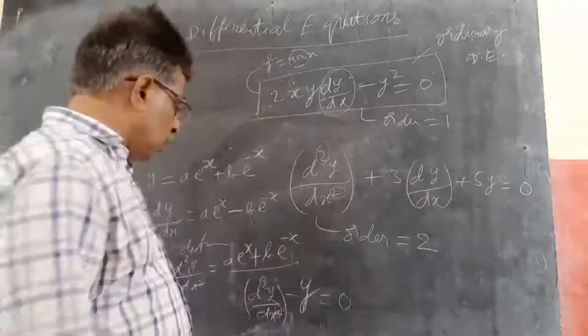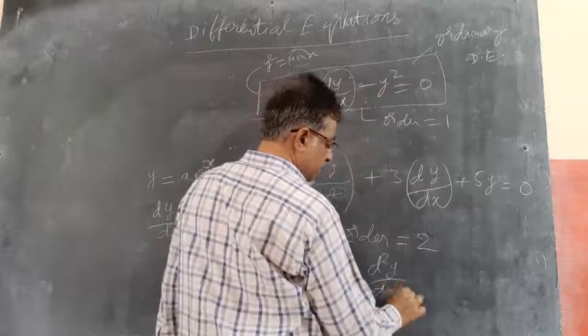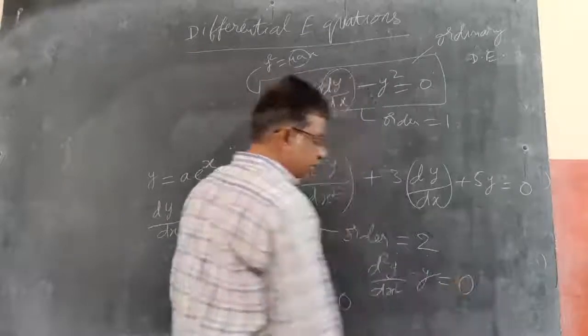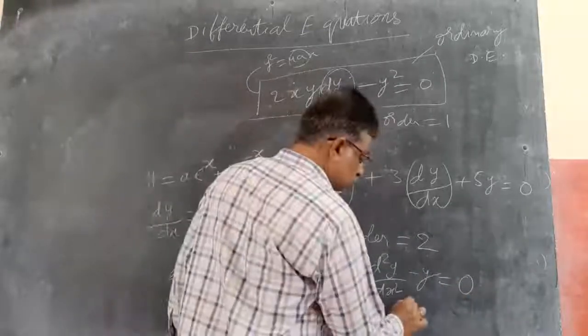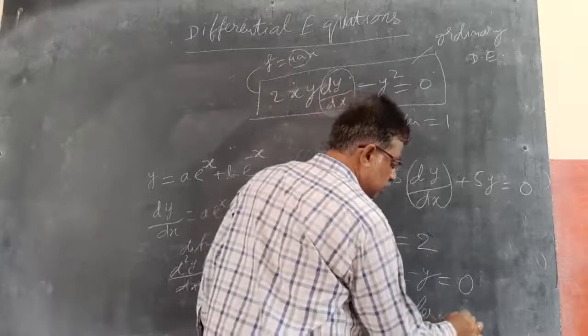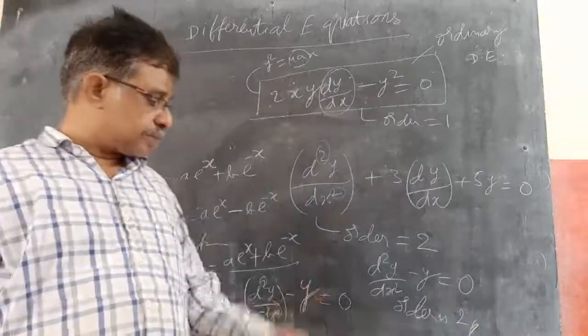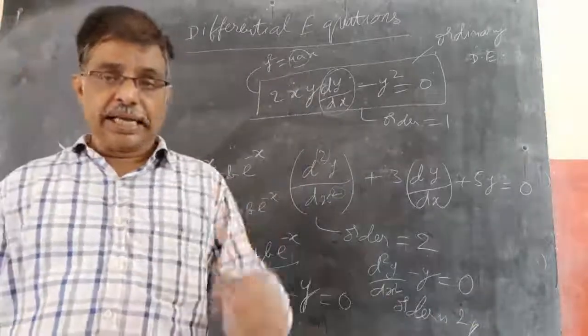Next, the differential equation d square y by dx square minus y equal to 0 is an ordinary differential equation whose order is 2.